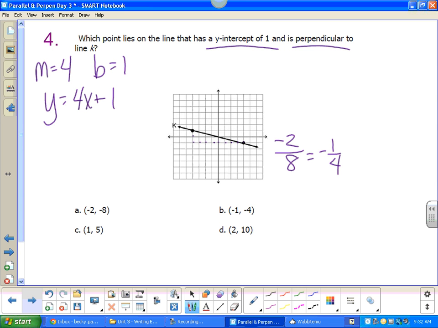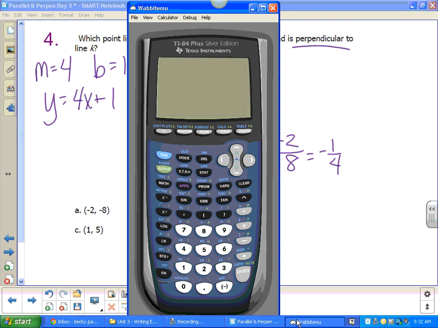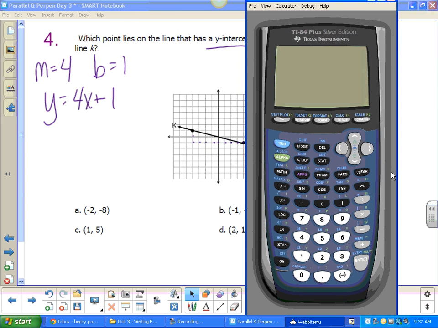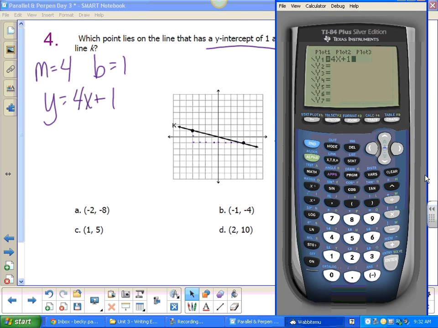Again, I have a bunch of points. Where do we go when our answers are a bunch of points? We go to our calculator. So pull my calculator up. I go to my y equals, I clear this out, and I type in my new equation, 4x plus 1. Then where do I go where all my points live? And that's your table. So I go second table.